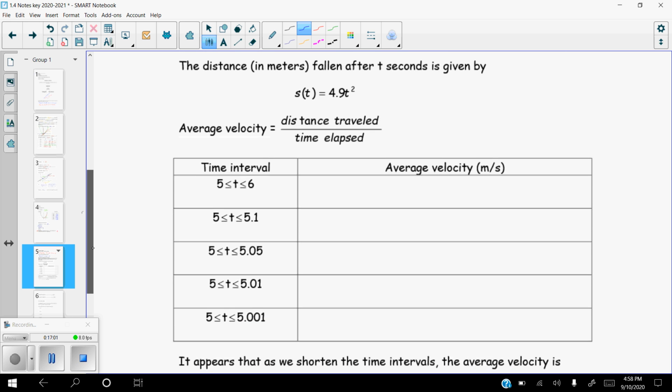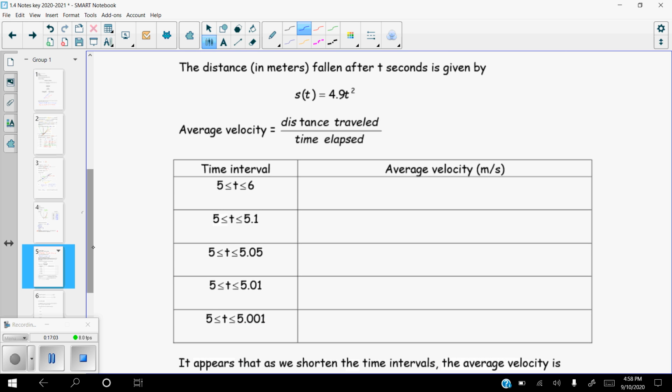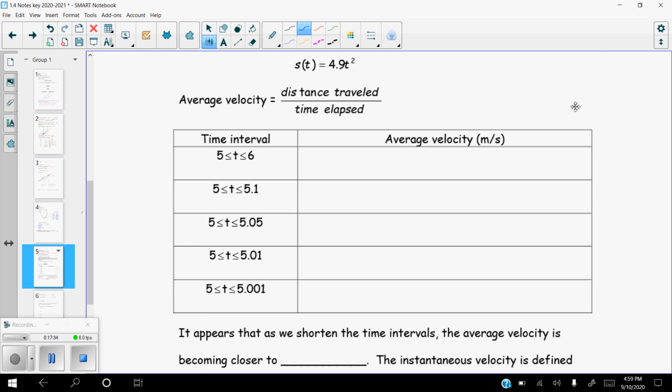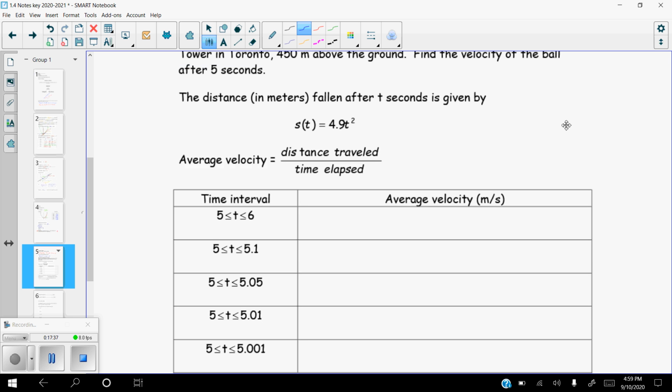But what we can do is, since we know the basic formula for that, S in this case represents distance. I'm not sure why the S is there. I'm sure it has something to do with its origins in a different language or something. But S represents the distance fallen after t seconds. So t is time, S is distance. Well, average velocity is the distance that you travel over the time elapsed. So how far did you go over how long did it take you to get there?